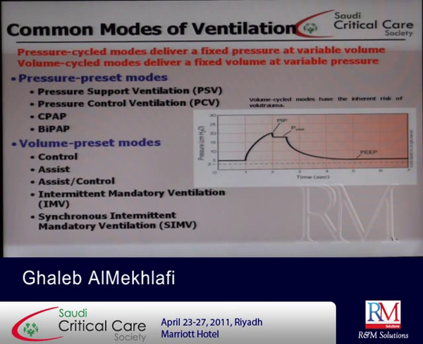So in pressure cycle, we have pressure support ventilation and pressure control ventilation, that is if the patient is not doing effort, and these mandatory breaths are given to him. And we have CPAP and BiPAP. What we mean by BiPAP is actually PEEP plus pressure support, so that all the time the pressure inside the airways is positive. But the patient is also spontaneously breathing.